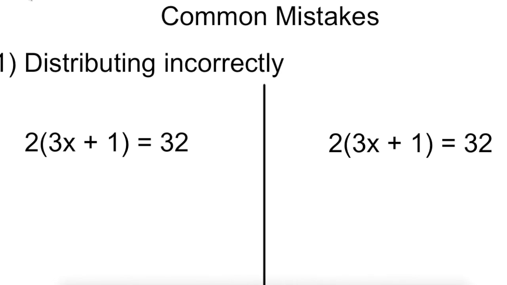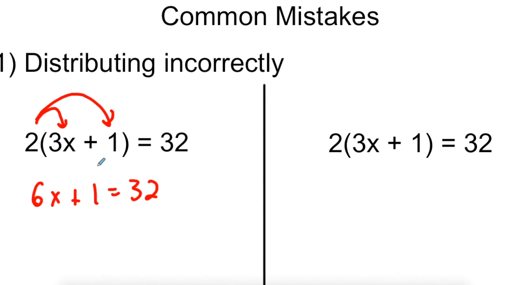Now I want to talk about some common mistakes I see from students when solving equations, and the first has to do with the distributive property. And you'll have to be really careful while doing this because a ton of times with the distributive property, people will draw the arrows and they'll give me a result such as 6x plus 1 equals 32. And you'll notice here that while they did distribute the 2 to the 3x, they forgot to distribute the 2 to the second number within the parentheses, in this case the 1.